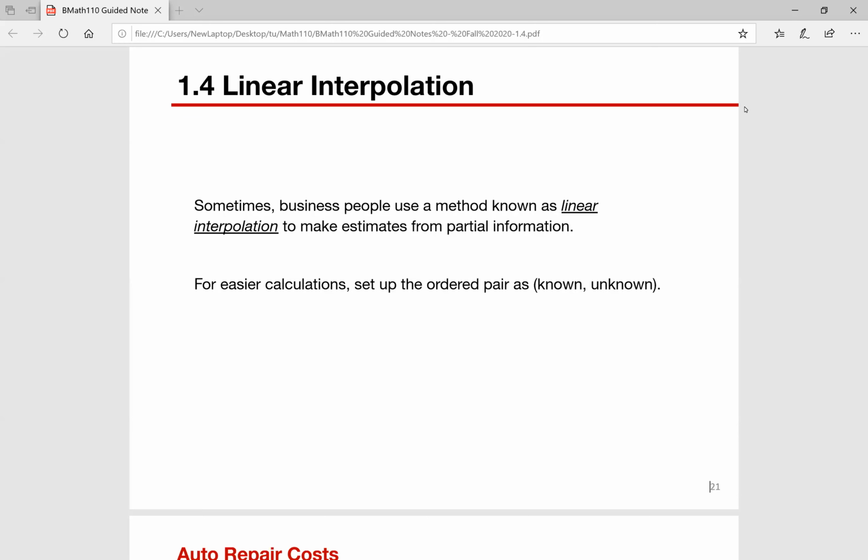Hi everyone. Today we're gonna talk about section 1.4, linear interpolation.